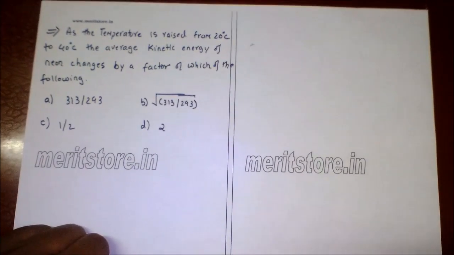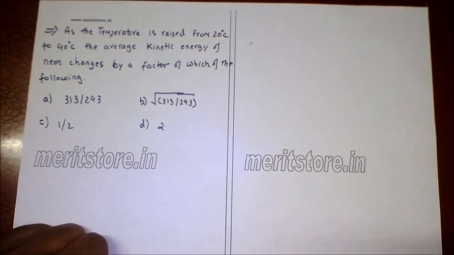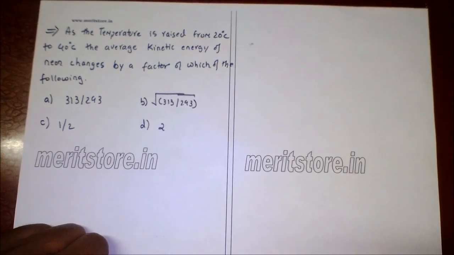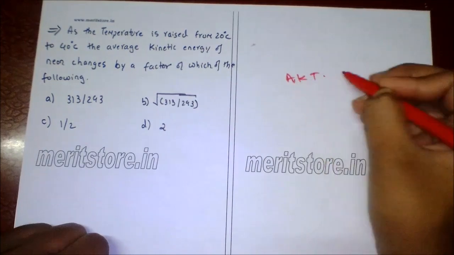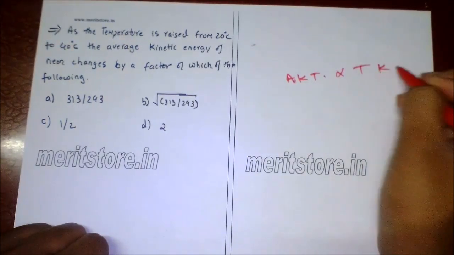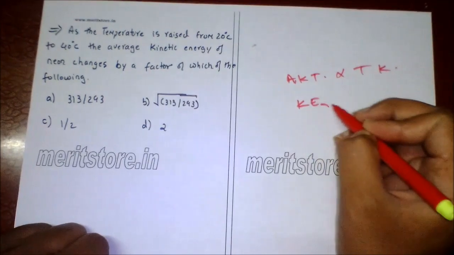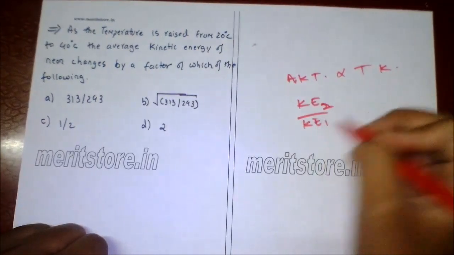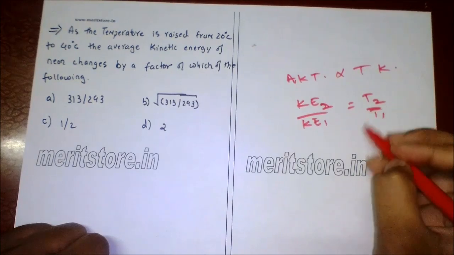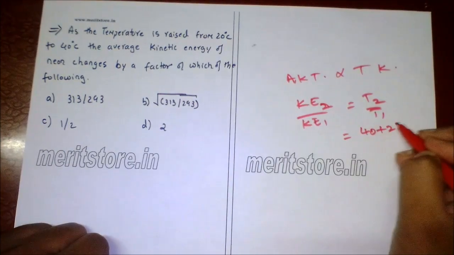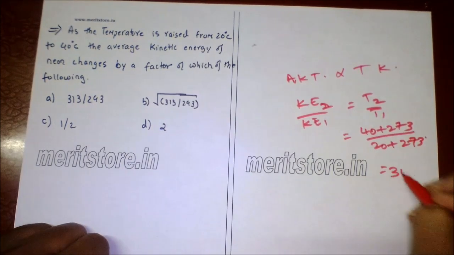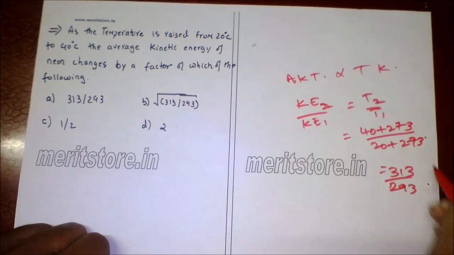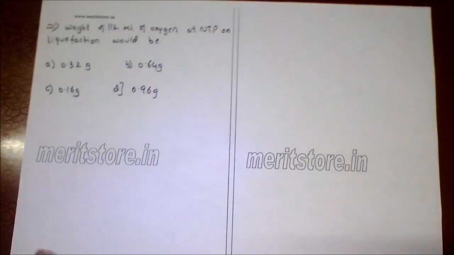As the temperature is raised from 20 degrees to 40 degrees Celsius, the average kinetic energy of neon changes by a factor of which of the following? The average kinetic energy is directly proportional to temperature in Kelvin. Therefore, KE2 upon KE1 is equal to T2 upon T1. So temperature is 40 plus 273 divided by 20 plus 273. So it comes out to be 313 divided by 293. Option A is the correct answer.